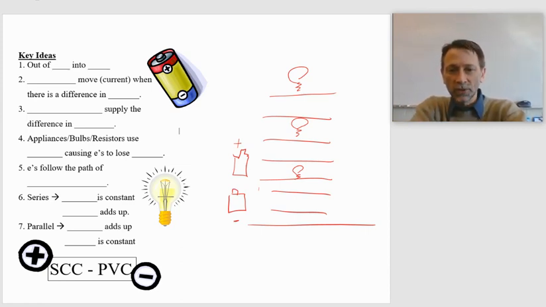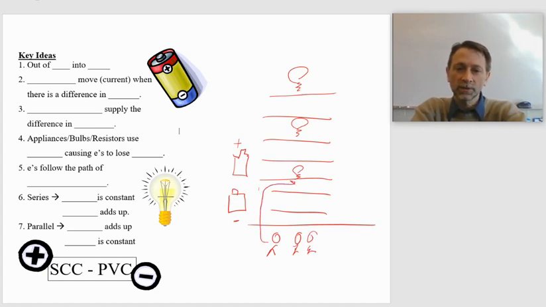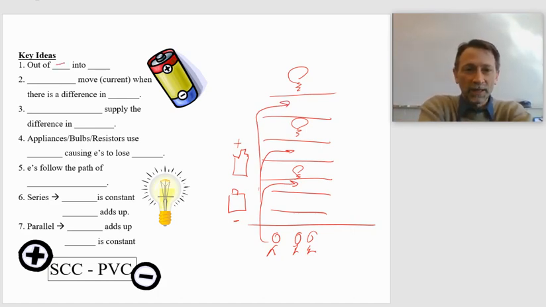So once we have those 5 students there, we would look at this and say, hey, this is technically a parallel circuit, right? The other students will start down here on the gym floor, and then they'll be running up the stairs and either coming across here, or coming across here. So one of the key ideas is that it's out of positive into negative.